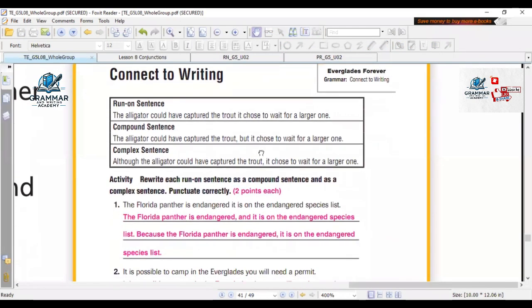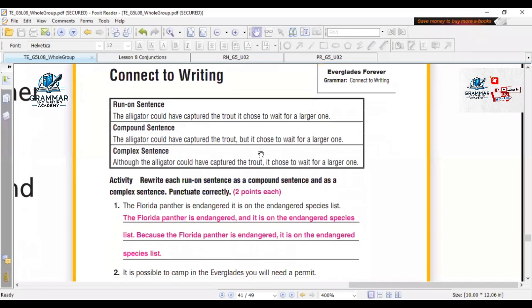See here, Omar Abu Taba, come and read for us the first one, please, and I'm going to explain it to you. And all of you start to raise your hands. Yes, read number 1. The Florida panther is endangered. It is endangered. It is on the endangered species list.